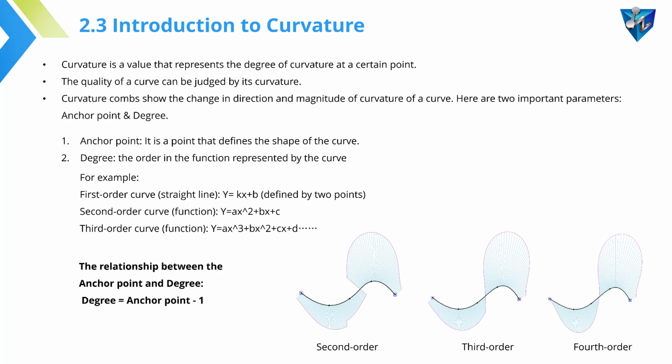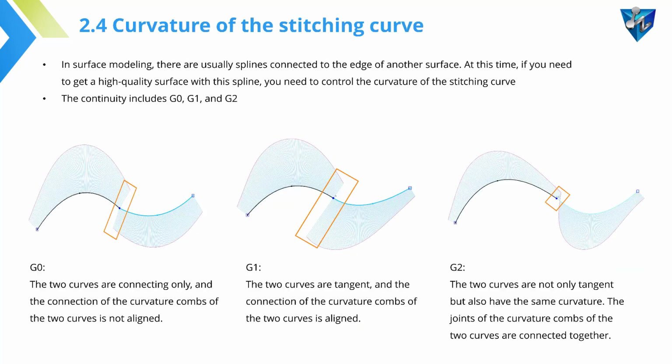Next is the curvature, which is an important concept in the curve. It represents the degree of curvature at a certain point and is shown in the form of the curvature cone. We can judge the quality of the curve by curvature. There are two important parameters of the curvature: anchor point and degree. The anchor point is a point that defines the shape of the curve. The degree is the order in the function represented by the curve. The relationship between them is that the degree equals the anchor point minus 1.